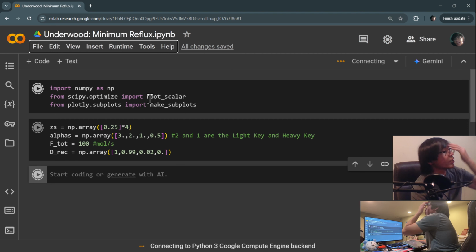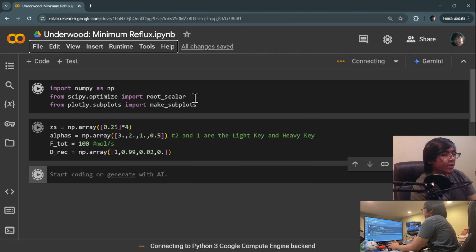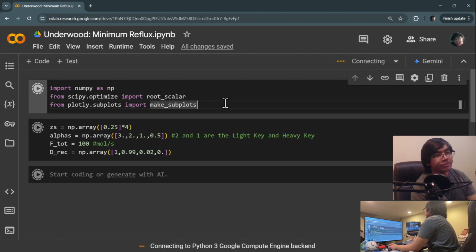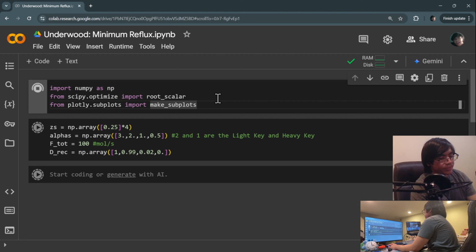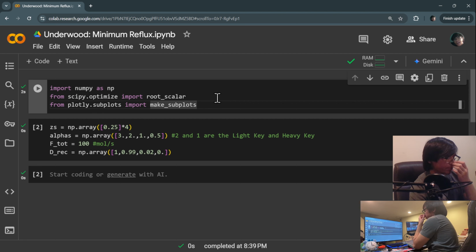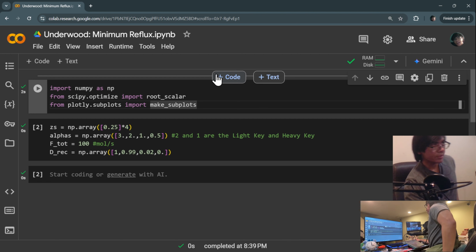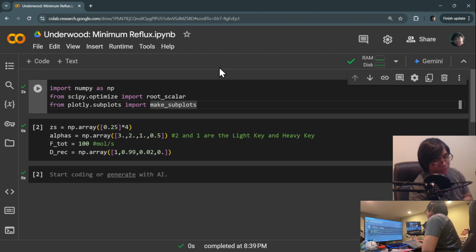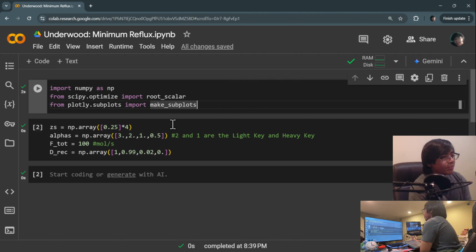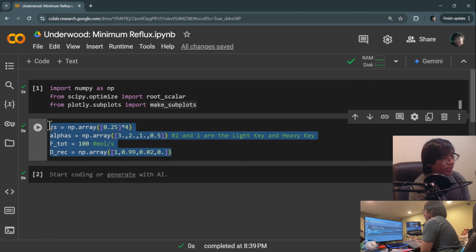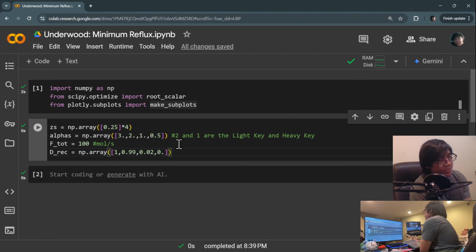Okay, so imports are pretty simple this time, just numpy and root_scalar from SciPy optimize. We've used this before, I don't remember when. I think it was not Ponchon-Savarit, but the one before that. It was when we were finding the intersection point of something. I can't remember, but we've used this in a previous video. Plotly as always to graph, and then I've gotten these from the problem statement.